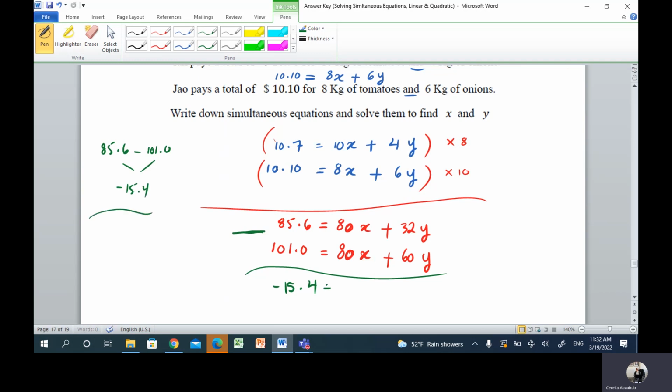Equals, then, 80x minus 80x. The answer is 0, and that's what we need. We need to eliminate or cancel the x's, so they are cancelled. And at last, we're going to say 32y minus 60y. So 32 minus 60, the answer will be negative 28y. And now we are going to solve for y.